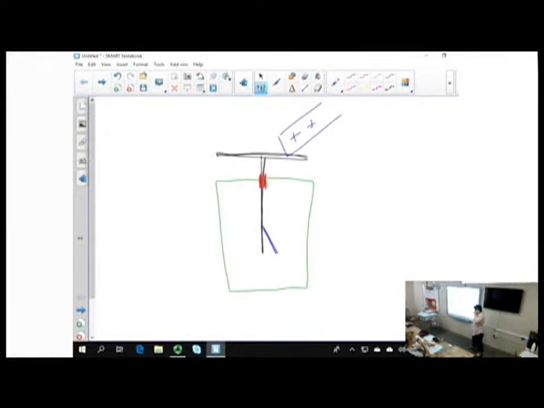And I bring it in contact with the electroscope. What you must keep in mind is positive charge can't move. It is the negative charge that moves.